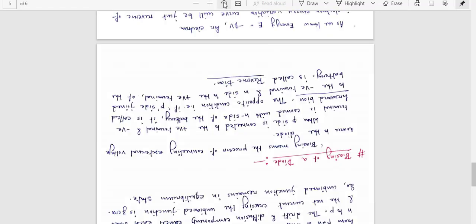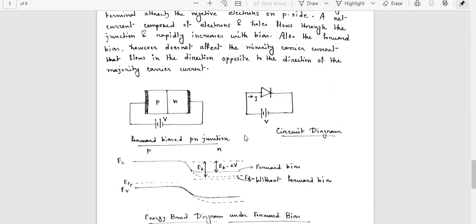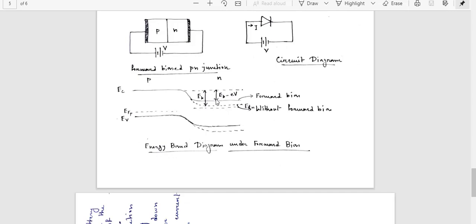And in case of forward bias, you see the depletion region is minimized. The depletion region is this one, that is EB minus EV for forward bias. That means the conclusion of today's topic is, when you apply forward bias to the PN junction, the width of the depletion region will be minimized. When you apply reverse bias, the width of the depletion region will be increased. Okay.